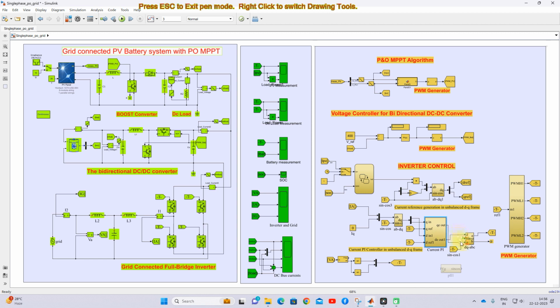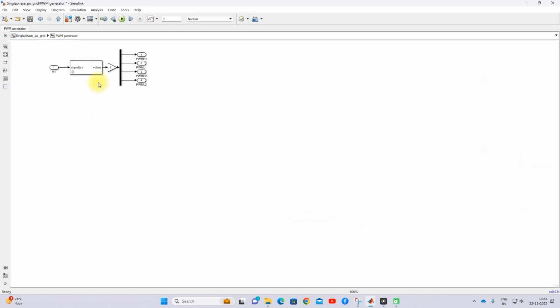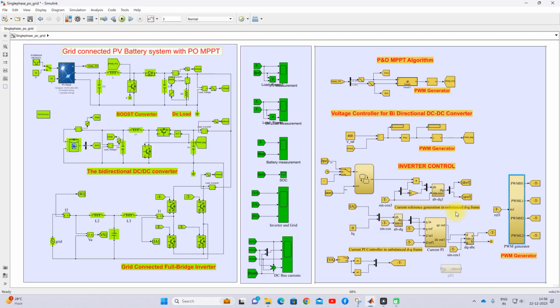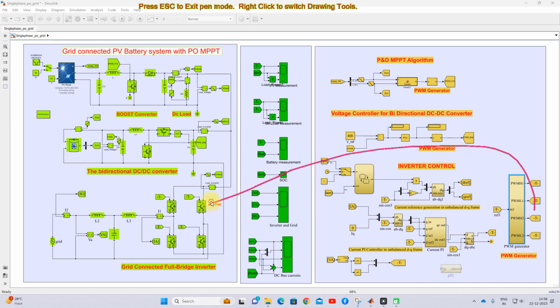Then D and Q are going to be converted into ABC form by using the DQ to ABC conversion block. Finally we will take only the A quantity because we are using only a single phase, and then it is going to be processed via the PWM generator. So this PWM generator will generate the sinusoidal PWM for this inverter to control the inverter current according to the reference current from this block.